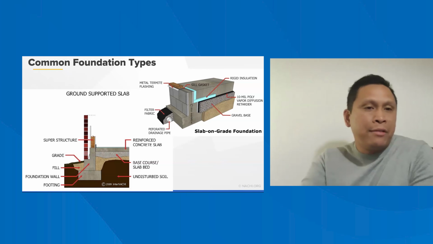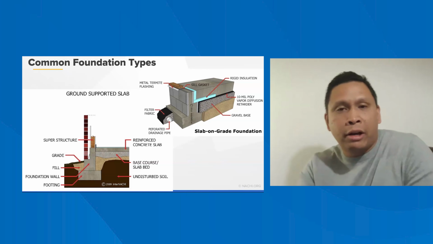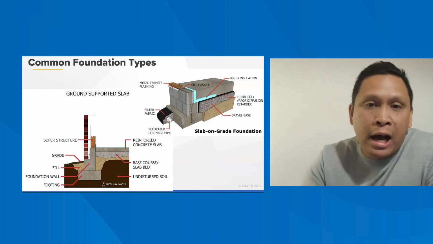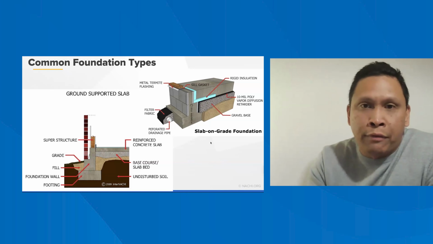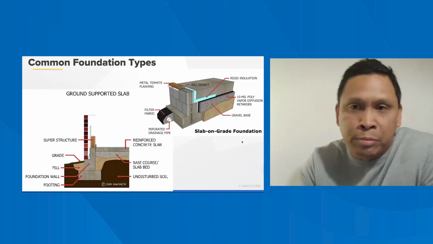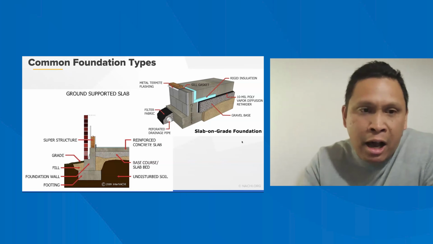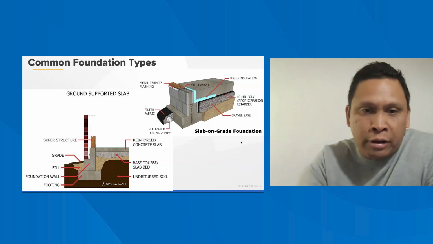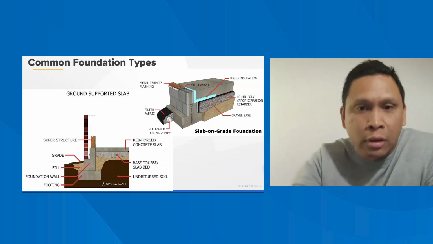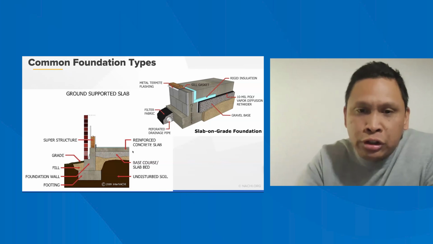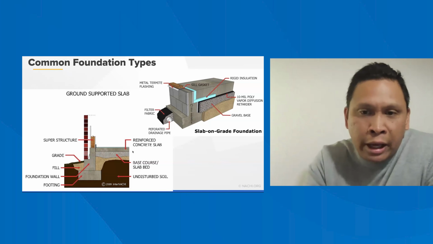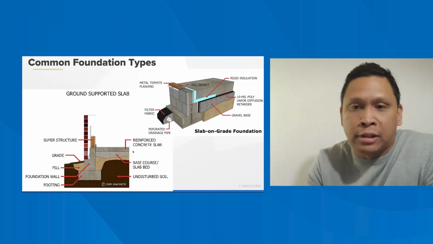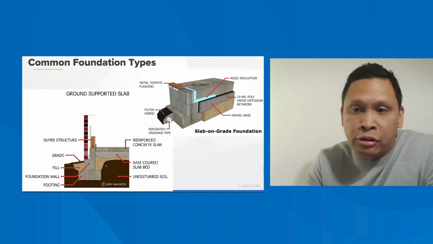Okay. All right, so common foundation types. So here on this particular side, we've got a ground supported slab. The next one that we'll review is the crawl space slab. But with the ground supported slab, the reinforced concrete slab is poured on the ground. But there's usually a gravel or stone layer beneath the concrete slab and above the undisturbed soil.